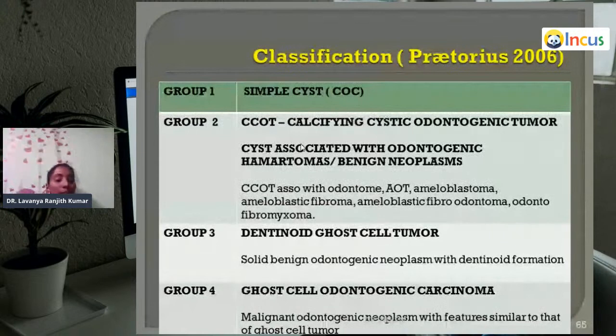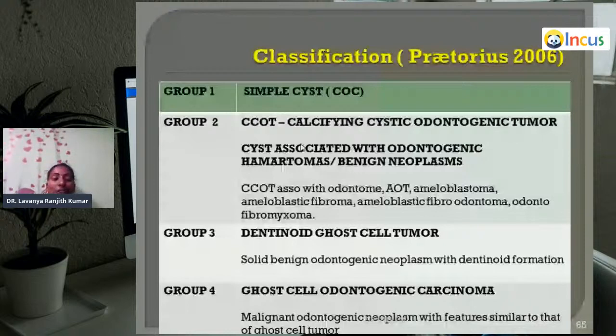Group 3 is called dentinoid ghost cell tumor, a solid benign odontogenic neoplasm with dentinoid formation. And group 4 is called ghost cell odontogenic carcinoma, a malignant odontogenic neoplasm with features similar to that of ghost cell tumor. So first it is called simple cyst. Second, calcifying cystic odontogenic tumor. Third, dentinoid ghost cell tumor. Fourth is ghost cell odontogenic carcinoma. So it is from cyst to tumor.